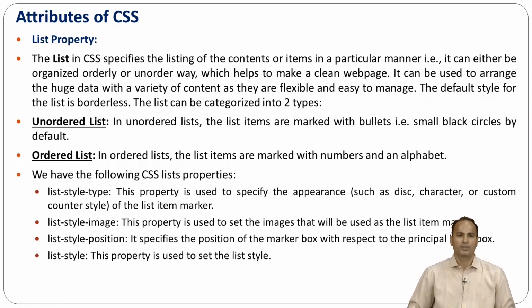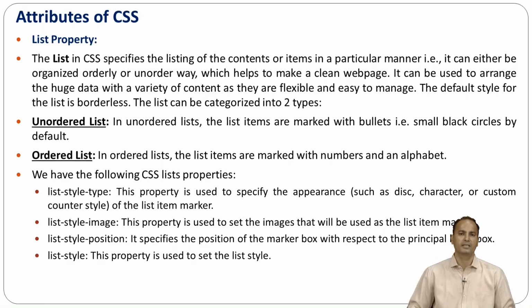Next is the list property. The list in CSS specifies the listing of contents or items in a particular manner, that is, it can be organized in an ordered or unordered way, as we already discussed in HTML, which helps to make a clean web page. It can be used to arrange huge data with a variety of content, as lists are flexible and easy to manage. The default style for the list is borderless.